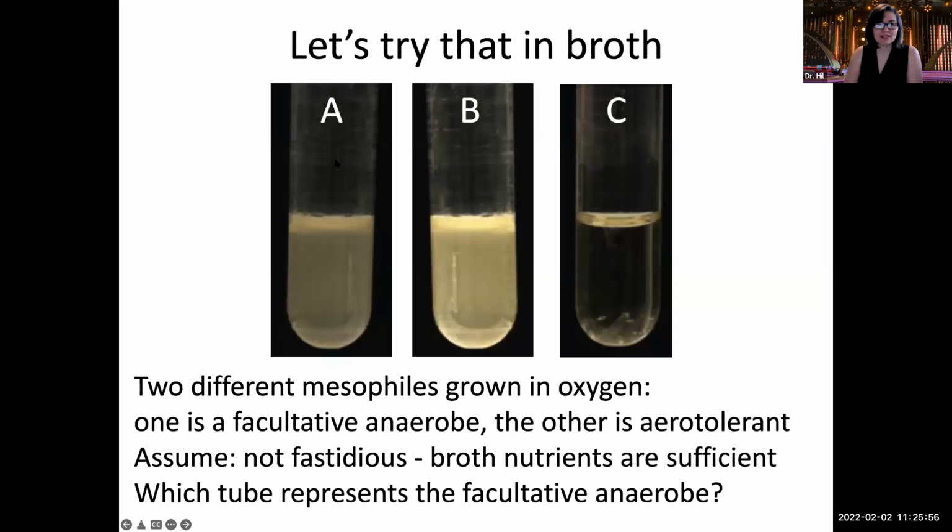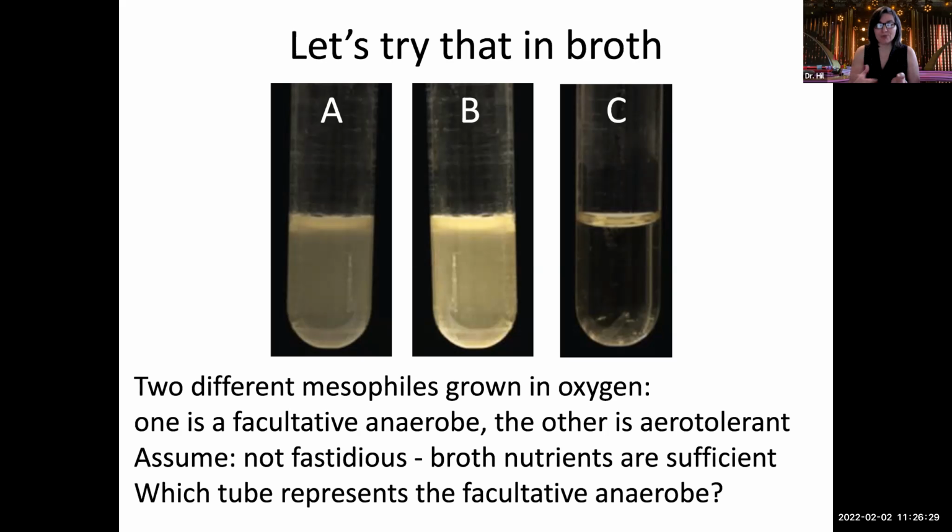Alrighty, so let's ask a few questions about metabolism that are applied and see if we can understand them. Again, this is prepping you for the test. We've got a mesophile and we've got another mesophile, so they both like the same temperature. We grow one tube of each species in an oxygenated environment. One of them is a facultative anaerobe and the other is aerotolerant. So we can assume they're not fastidious. We can assume that they're capable of growing in this medium. Which tube most likely represents the facultative anaerobe?